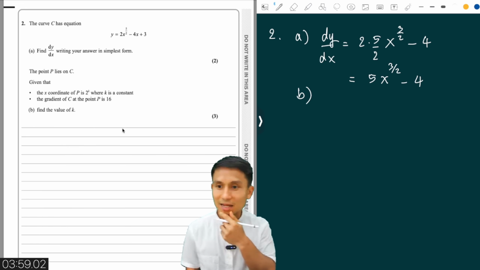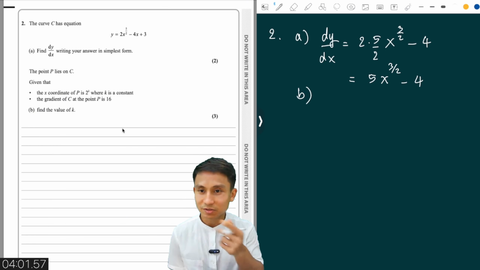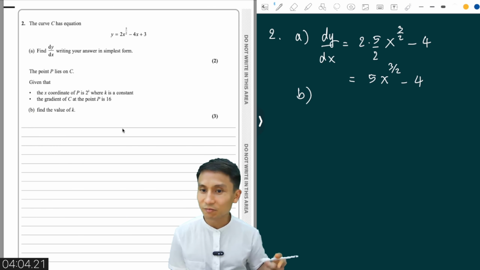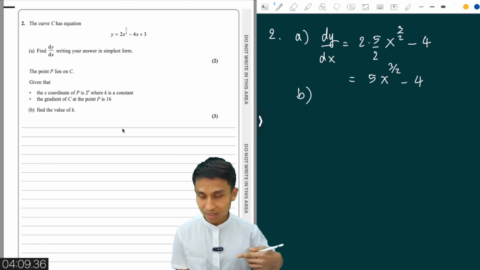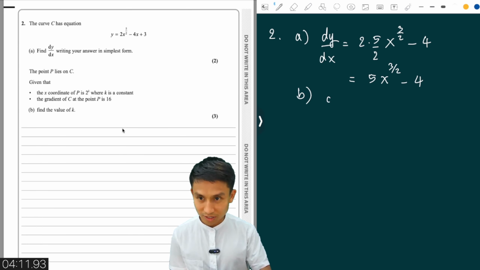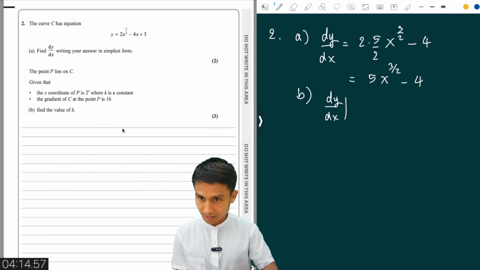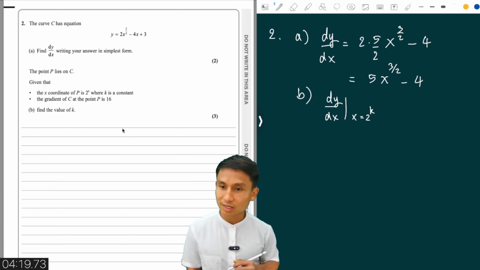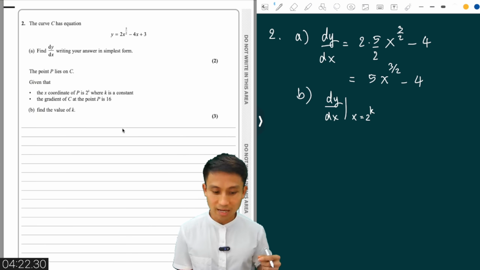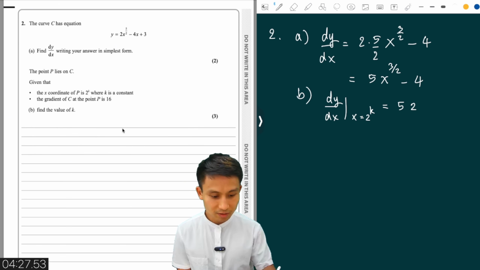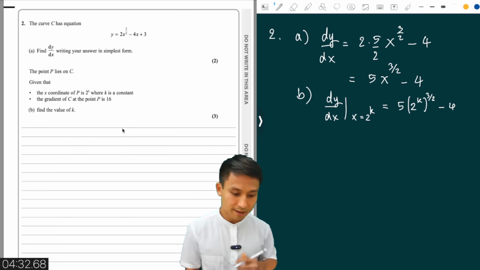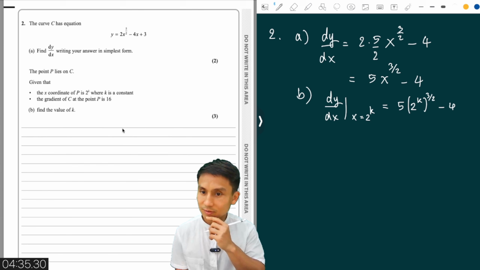Okay, point P lies on C. The x coordinate of P is 2 to the k. So if we want the y coordinate of P, we can just plug 2 to the k into the y function above there. And the gradient of C at P is 16. So let's do the gradient first. The gradient at P is just x equal to 2 to the k there. I'm just substituting x as 2 to the k into the dy by dx. So we should get 2 to the k to the power of 3 over 2. Yeah, basically that. Okay, just keep it at that first.